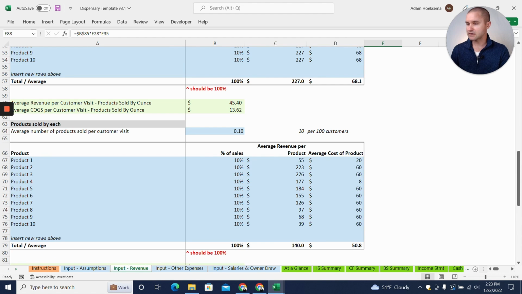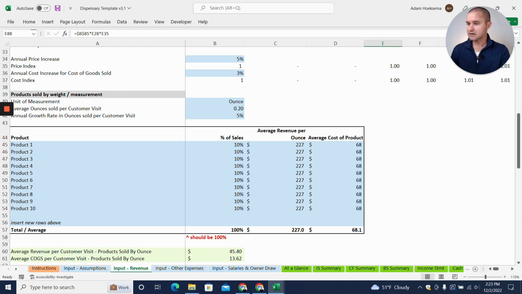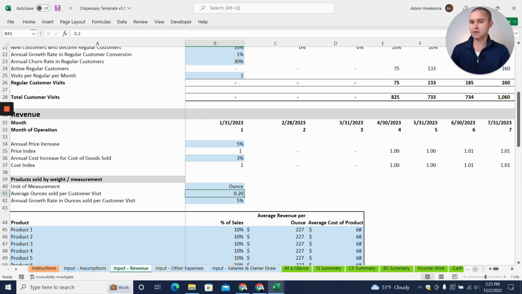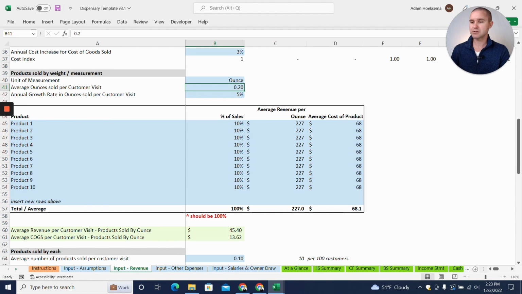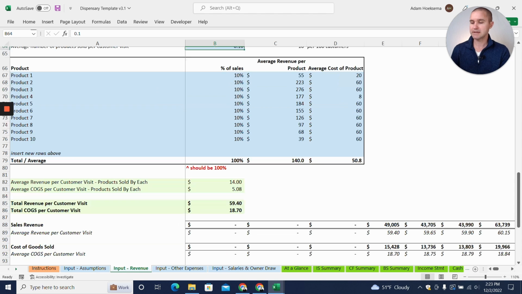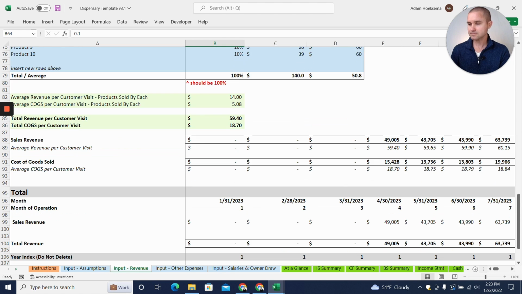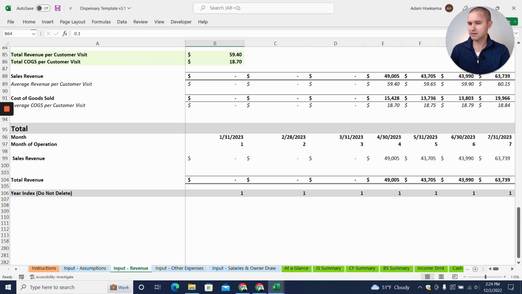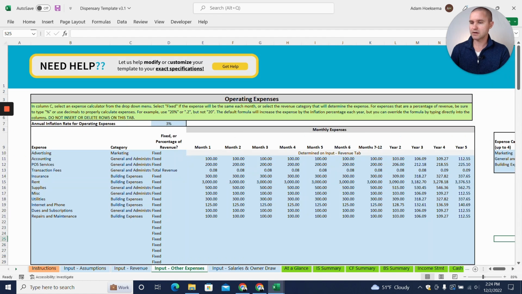I should mention up here actually, average ounces sold per customer visit. So up here we are seeing our total number of customer visits, and then we're saying that on average, the average customer that visits is going to purchase 0.2 ounces and 0.1 units. So in other words, 10 people out of 100 customers are going to buy a unit-based product. So hopefully that makes some sense. Now, this will give us our total revenue here, and now we can move on to our operating expenses.